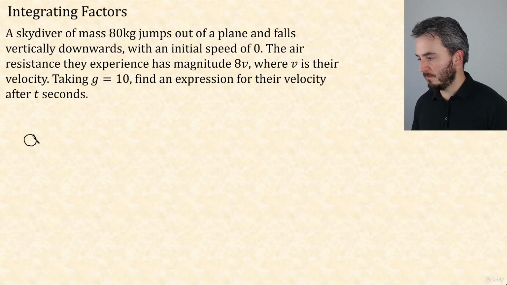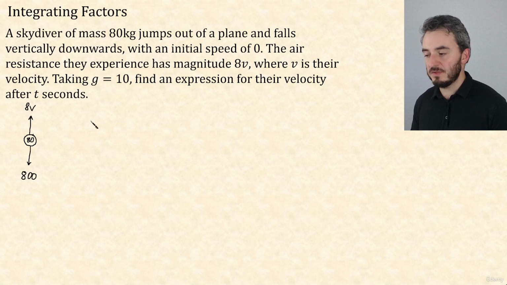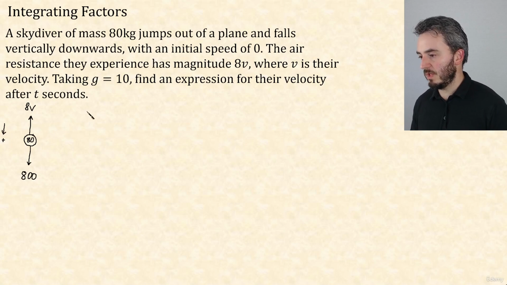Well, here they are, all 80 kilograms of them, and they've got their weight acting down, which is 80g, but we're taking g as 10, so that's a weight of 800. And then we've got their air resistance, which is 8v. So we can set up F equals ma here. Let's take down as the positive direction. The resultant force is 800 minus 8v, and that equals their mass of 80 times their acceleration.